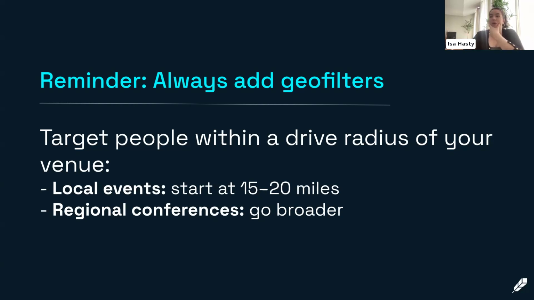So for local events, this can vary depending on what works for you, but we recommend a certain maximum radius that feels reasonable. Like, will these people actually be able to come to this event reasonably? And then for regional conferences, you can go broader. Obviously, people travel across the US, from country to country, sometimes for conferences. So that'll just depend on who your audience is and what makes sense for you. But just don't ever forget the geofilter aspect of all of these different awareness campaigns.